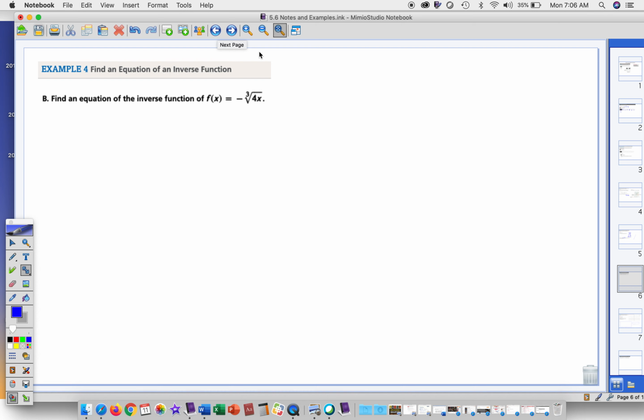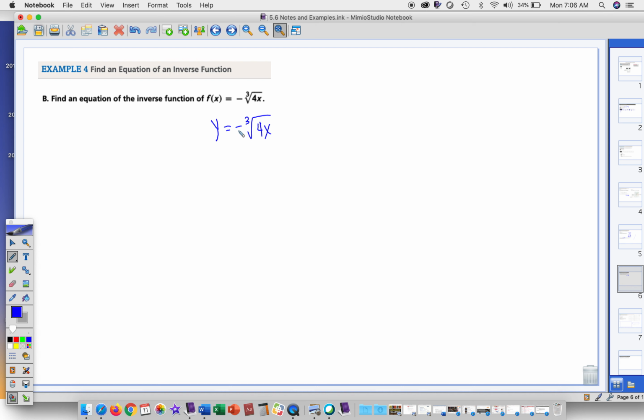Okay, so let's see. Now we have a cube root. We follow the same steps. We're going to come up with the inverse of f. So we're going to start off by replacing f of x with y. And then we have a choice.